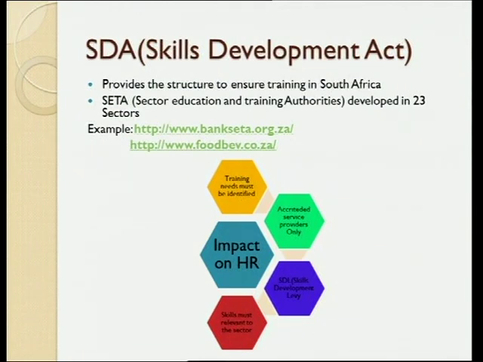Okay, so the slide I'd like to show you provides the structure to ensure training in South Africa. It's sector education, as I've showed you. There are 23 sectors. I've given you some examples if you'd like to go look at them, so that you can know for yourself. There are some impacts on human resources that we need to know about. You have to know what needs to be trained. So a lot of companies need to keep seeing, where is my workforce at the moment? What do I need to train them in? What centers can I send them to that are accredited by the specific SETA? That's very important. You can't send them anywhere. They need to be accredited by the specific SETA.